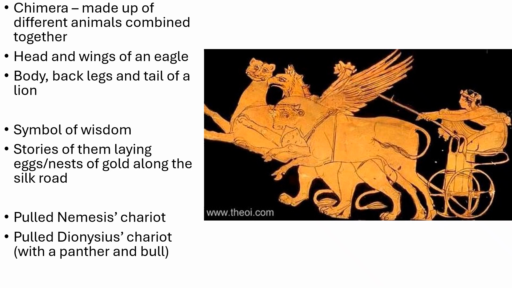And in Greek mythology, they had a couple of different roles. They were described as pulling Nemesis's chariot or Dionysus's chariot. They're a symbol of wisdom. And the stories are that they laid eggs or they had nests of gold along the Silk Road.